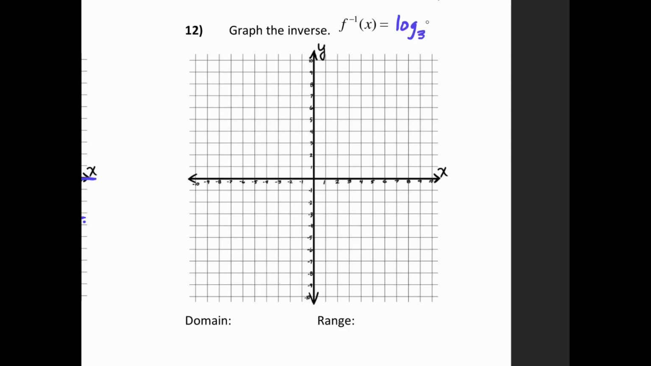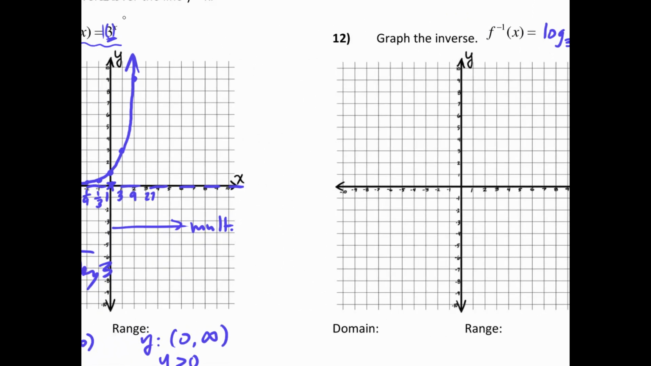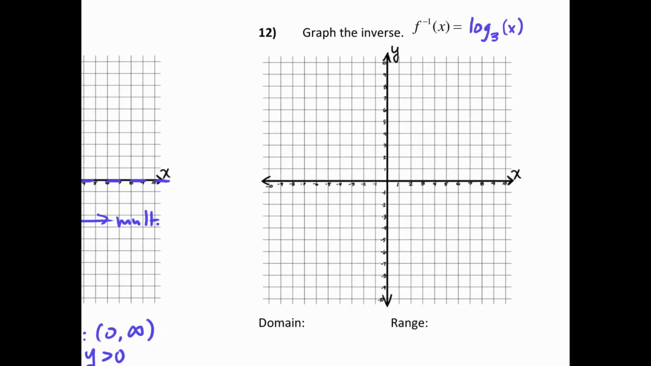Now I still need an x. I can't just have log 3. That doesn't really do anything. So I put parentheses here and I put a little x inside of the parentheses. Notice the x is a normal size, whereas for exponentials, the x is small. It's teeny tiny because it's up in the exponent spot. So positioning is important. So how do we graph this inverse, which is the log function? Well, we actually start in the same spot.